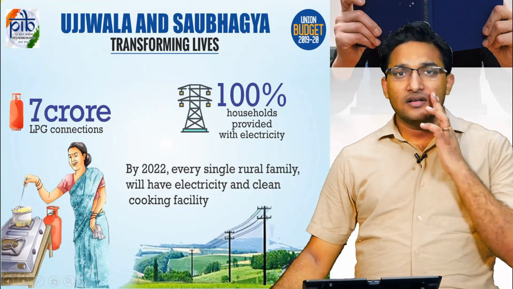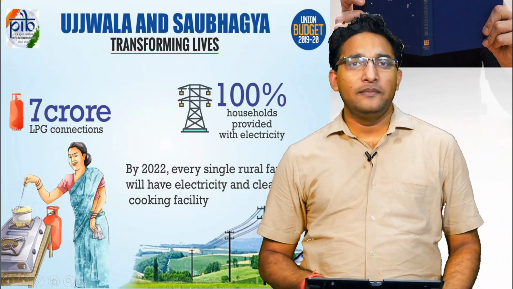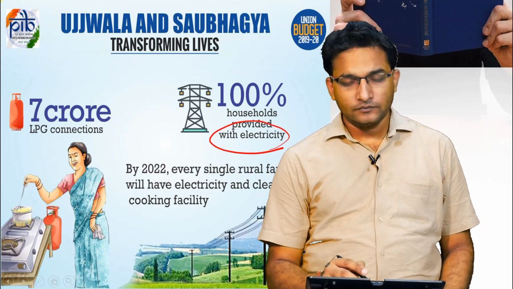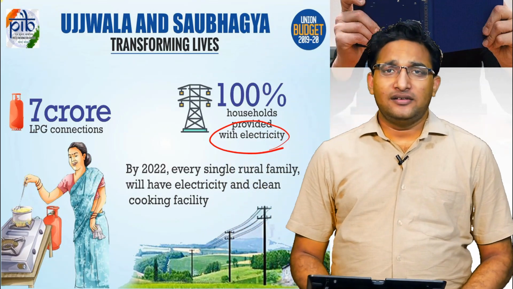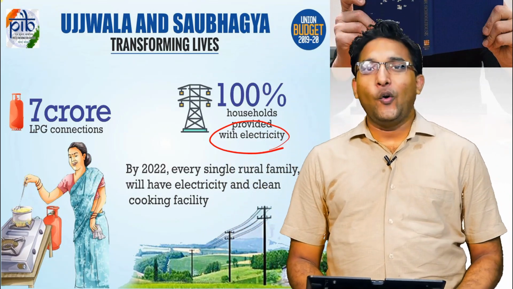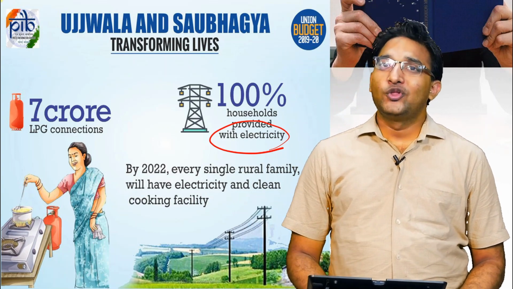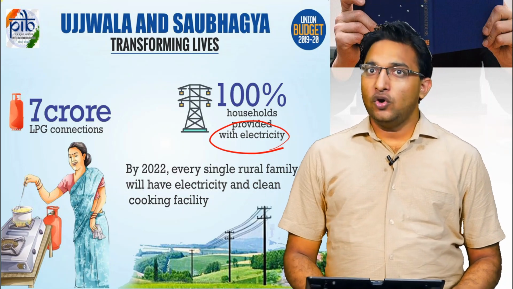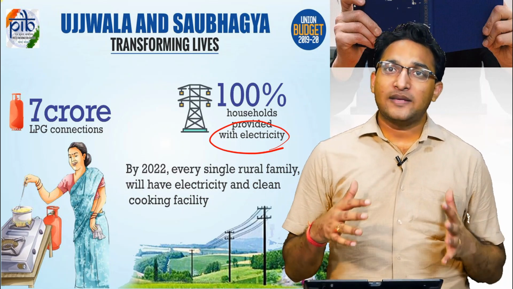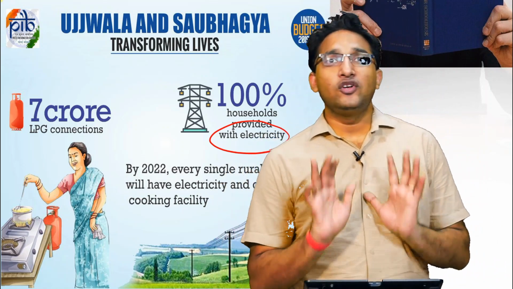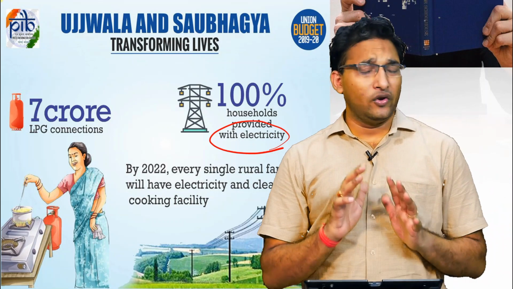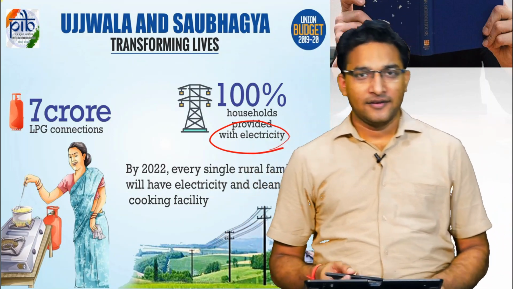Then in the energy sector, 7 crore LPG connections have already been given. 100% households have to be provided with the electricity. And again, when the Union Finance Minister was presenting her budget, she made it very clear that we are talking about 100% for those people who are not saying that we don't need it. So the exception is those people who are saying that we don't need the connection because in the future, we will not pay the bill. So we are not including those people in this 100%.